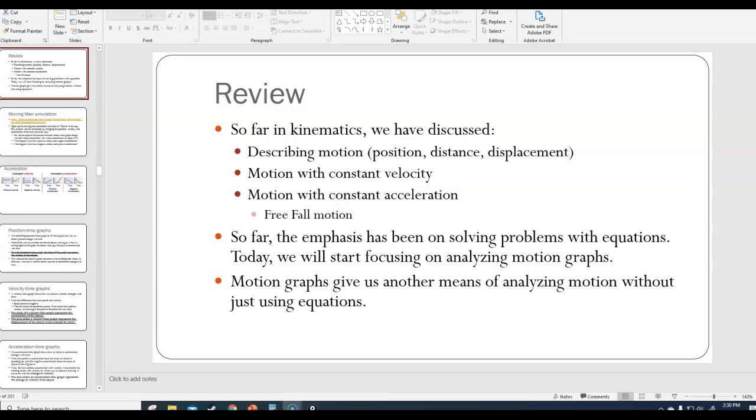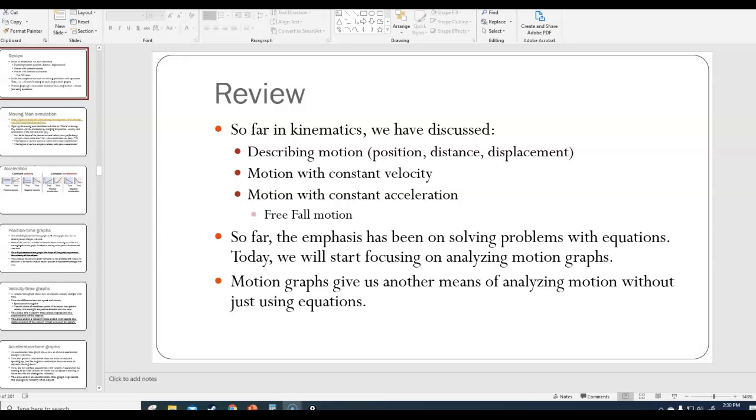Okay, so just to recap what we've done so far in this unit, we started off talking about the basics of motion, describing motion. We talked about what position is, what distance and displacement are. We talked about the difference between speed and velocity. How do you calculate average speed versus average velocity?